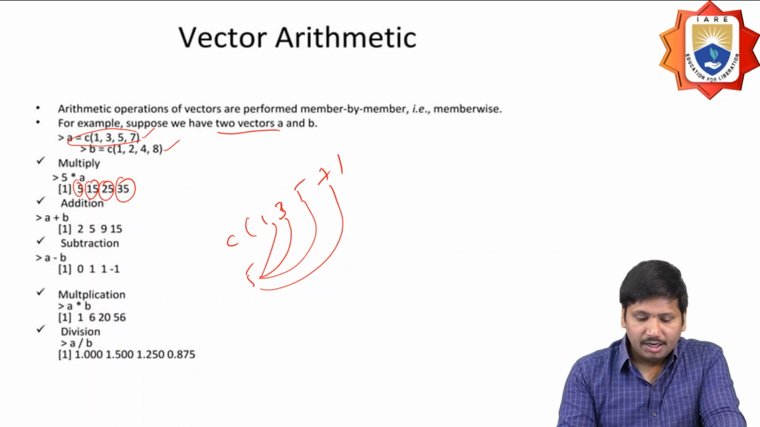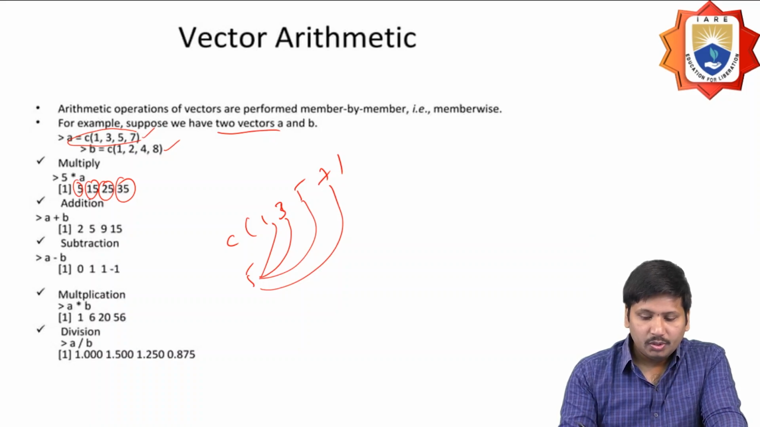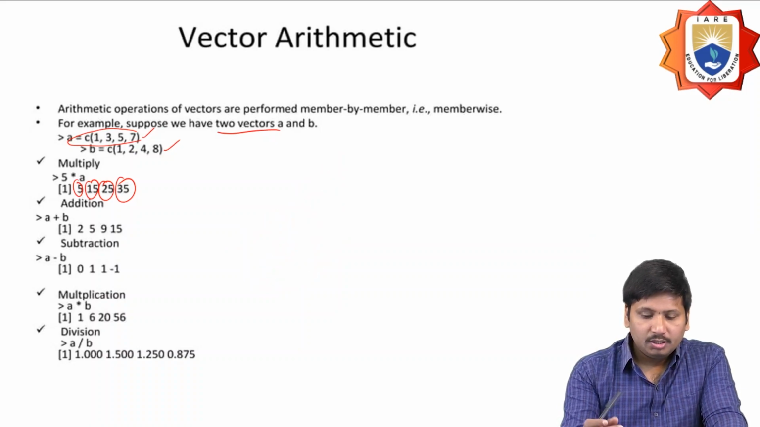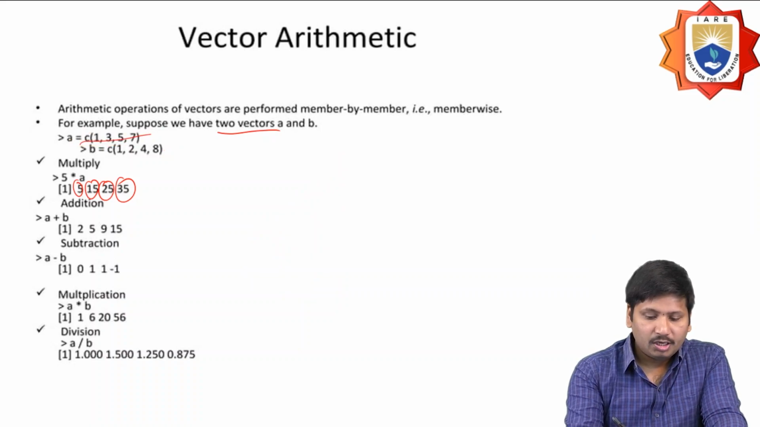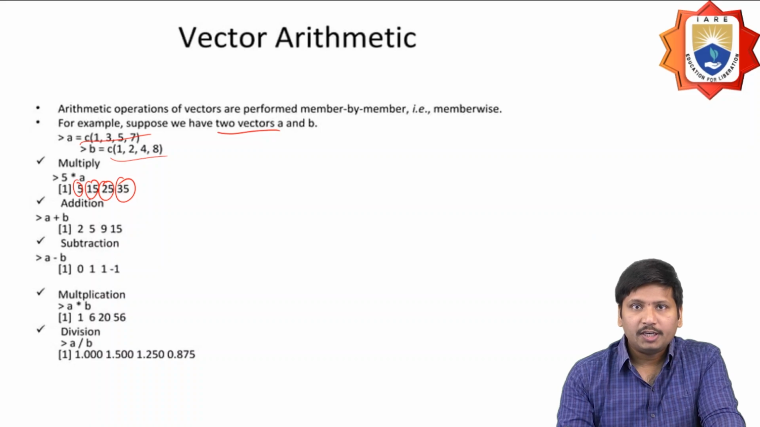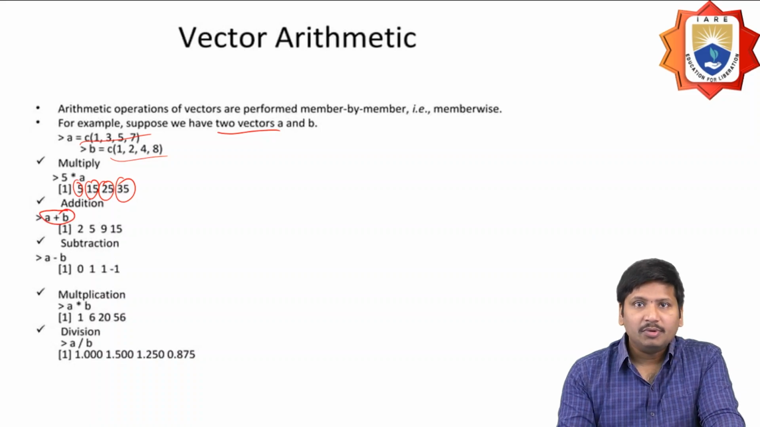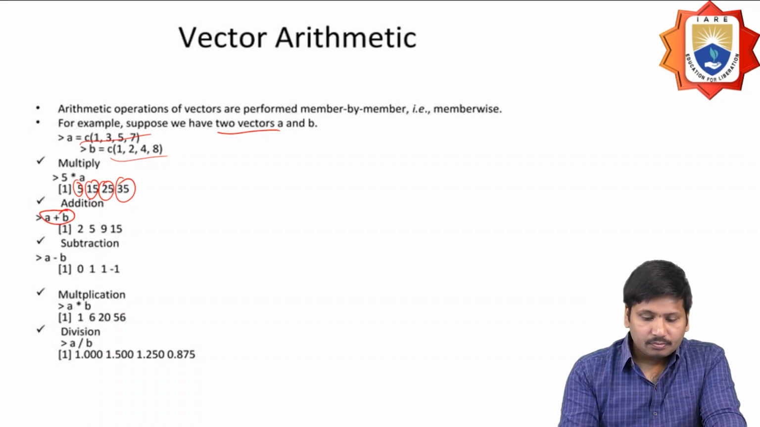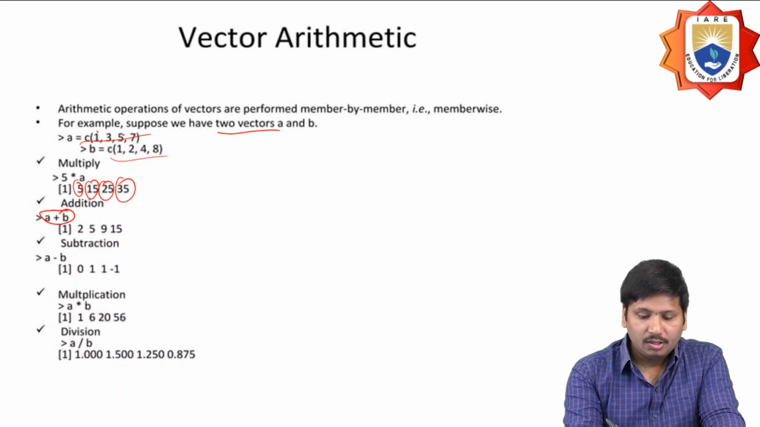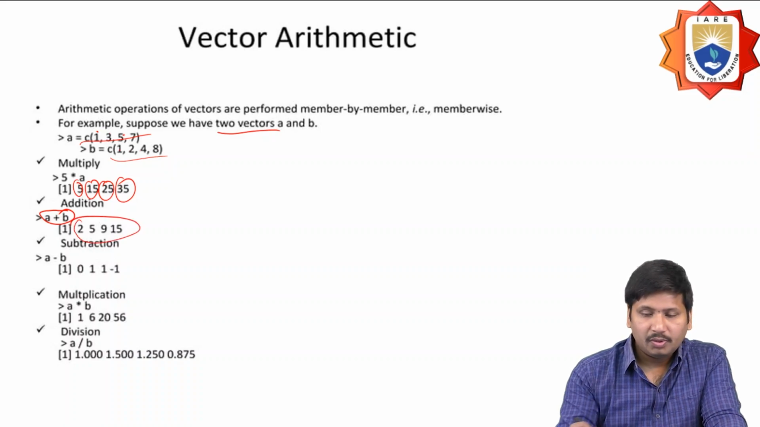And another one is addition I want to do. So how can I do the addition? Suppose these are the two vectors I'm going to have, right? So 1 3 5 7 and then 1 2 4 8. I want to add these two vectors. So how can I write? Simply I can write a + b. So if I write a + b, then 1 plus 1, 3 plus 2, 5 plus 4, and 7 plus 8. So what will happen? I can get these vector values.